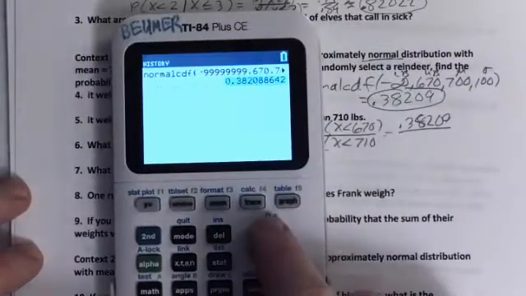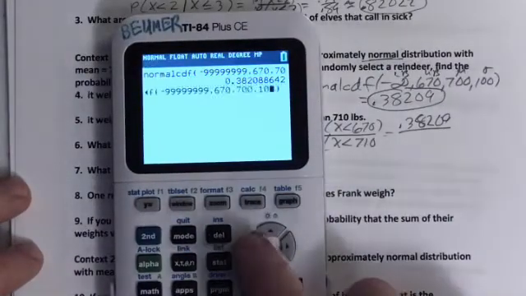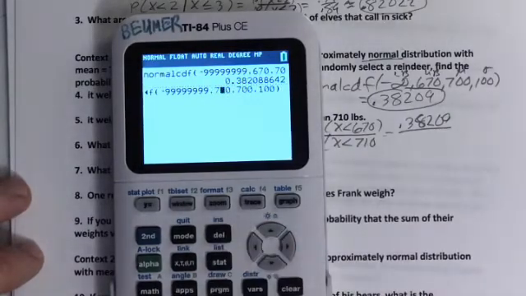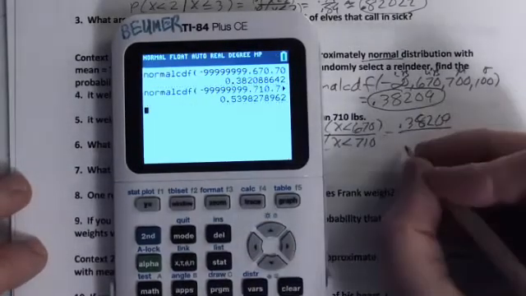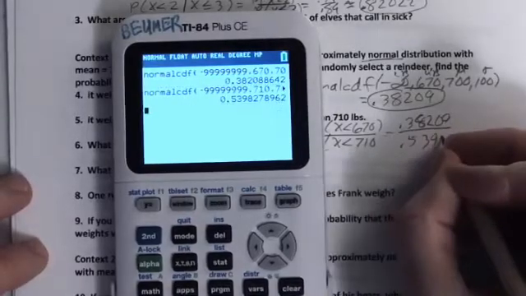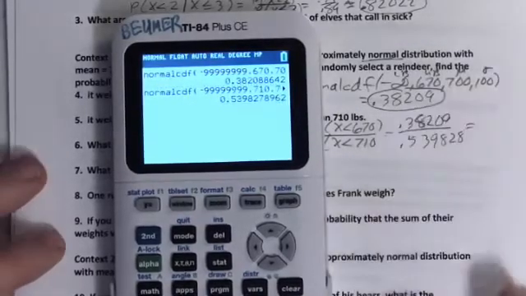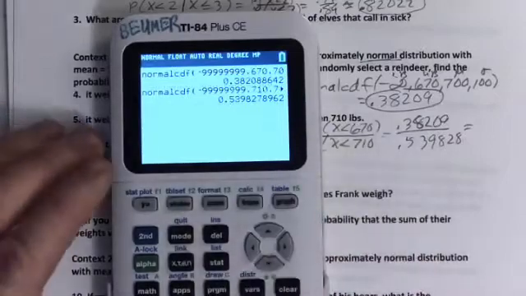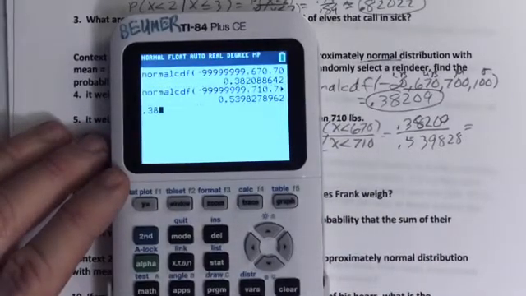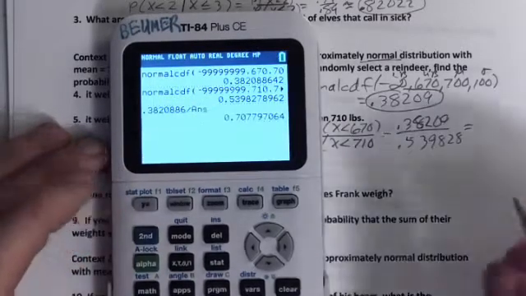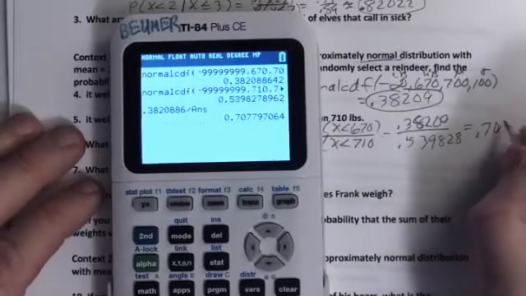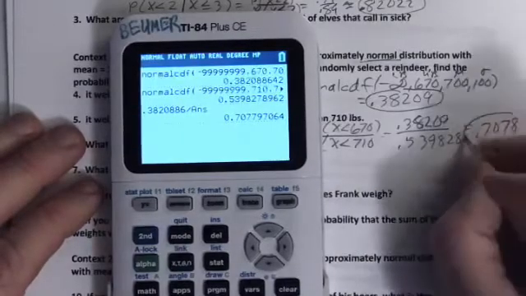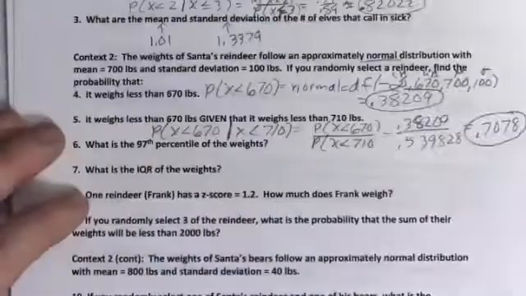The denominator is just do the same thing with 710. So if I just arrow up there and then just change this to 710, arrow over and make that 710. And so that would give me 0.539828, let's say. And so I'll just divide those two numbers. So if I just said 0.3820886 divided by the answer, and so that would give me 0.7078, let's say. Like that. And so that's how you do that.